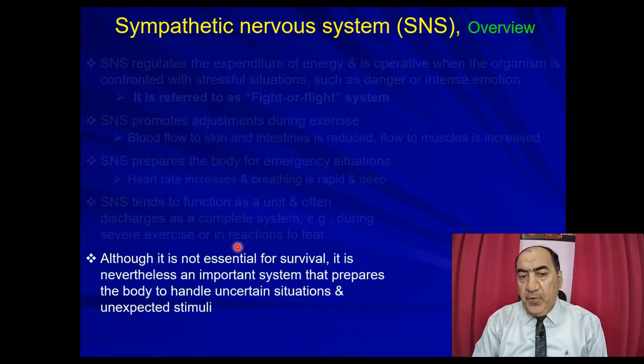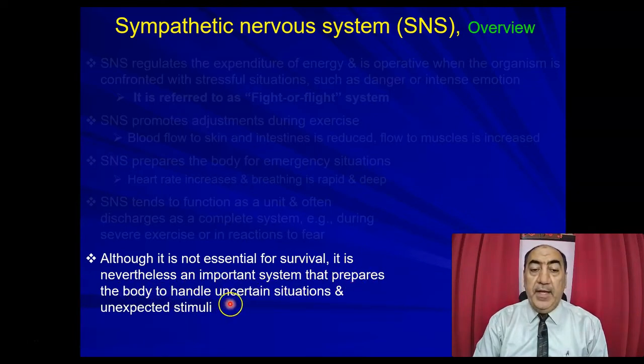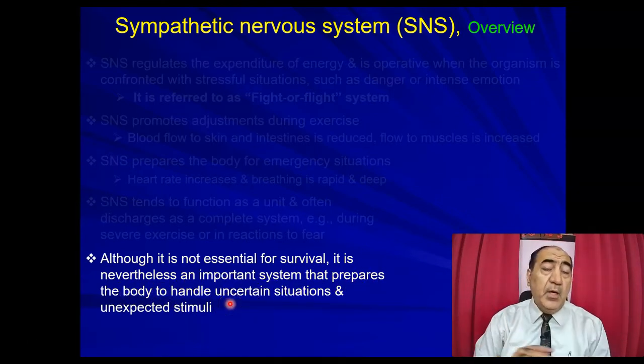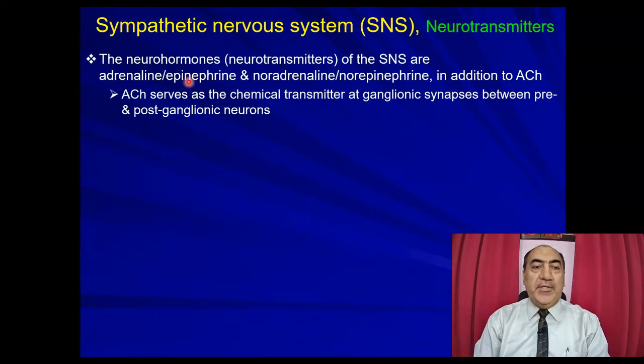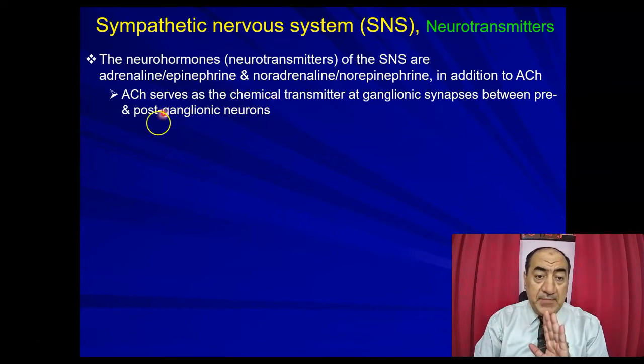Although it's not essential for survival, it's nevertheless an important system that prepares the body to handle uncertain situations or unexpected stimuli. Okay, neurotransmitters. The neurohormones or neurotransmitters of the sympathetic nervous system are adrenaline, also called epinephrine, or noradrenaline, also called norepinephrine. In addition to acetylcholine, please remember this part, okay, is universal.